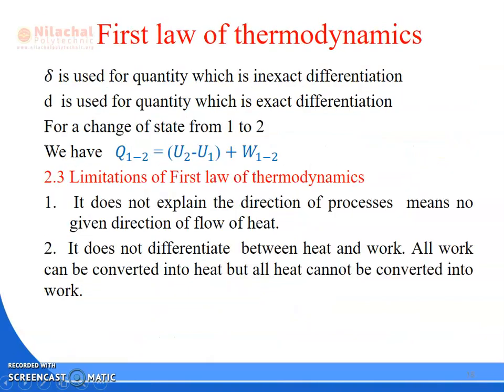Okay. Then del is used for a quantity which is an inexact differential. d is used for a quantity which is an exact differential. For a change of state from 1 to 2, how can we write the statement? Q1 to 2 is equal to the integration of du from 1 to 2, which is u2 minus u1, plus W1 to 2, because work and heat are path functions and internal energy is a point function. So I can write u2 minus u1. Then what is the limitation of the first law of thermodynamics?